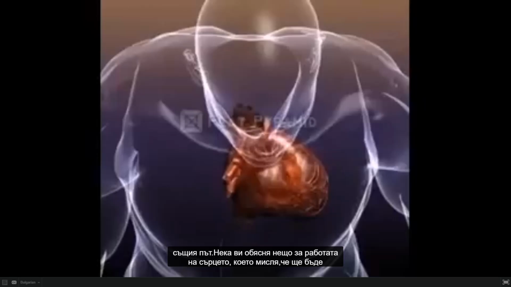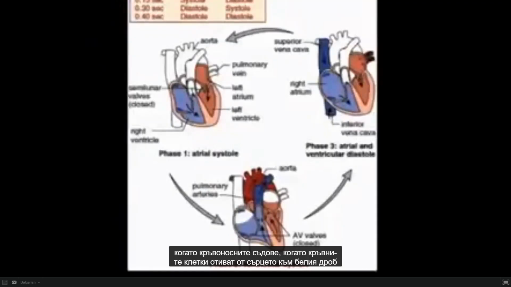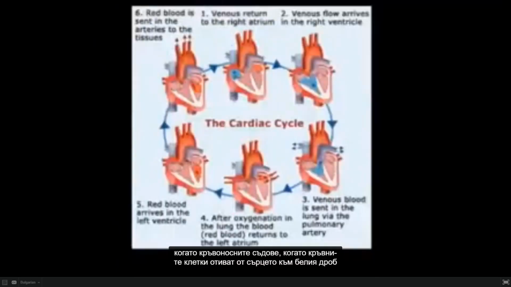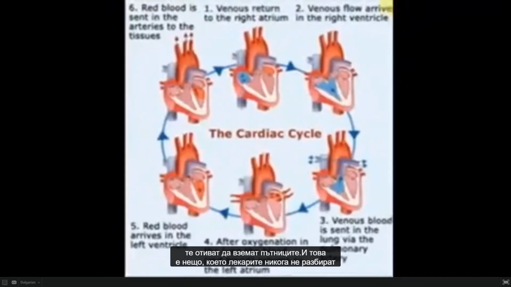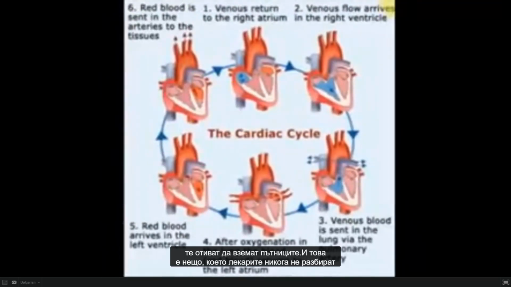Let me explain something about the operation of the heart, which I think will be interesting for Dr. Alia. When the blood comes back into the heart, any surplus energy, any extra energy which it might carry, because that part of the body wasn't there, is absorbed by the heart. So when the blood cells go from the heart to the lung to be energized, they all go with a blank sheet, just the destination. They go to pick up the passenger: one passenger, two passengers with a suitcase, two passengers, four suitcases.